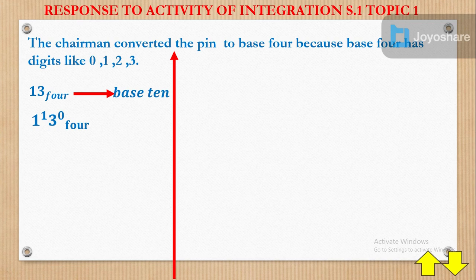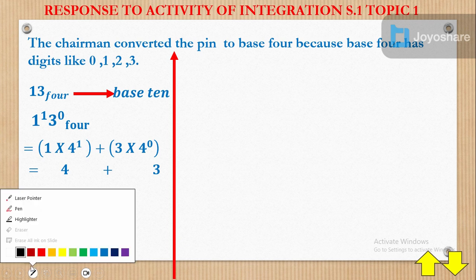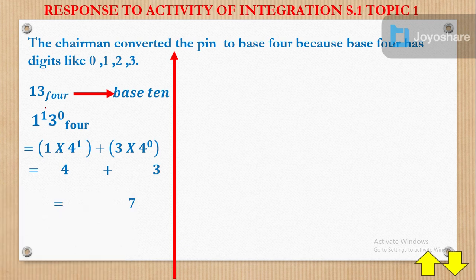Now when converting to base 10, we simply multiply. So that's how it goes. In simple terms, you multiply the digit times the base, then you put the power. And here we have 1 times 4 power 1. Do the same: the number times the base, the power. So that's 3 times 4 power 0. That's what we do when converting to base 10.